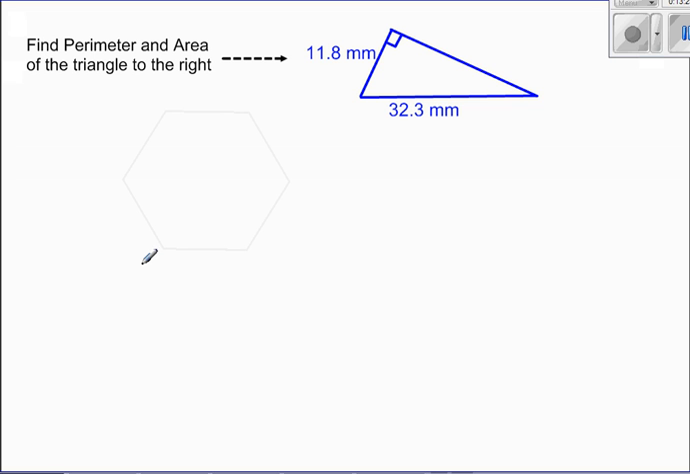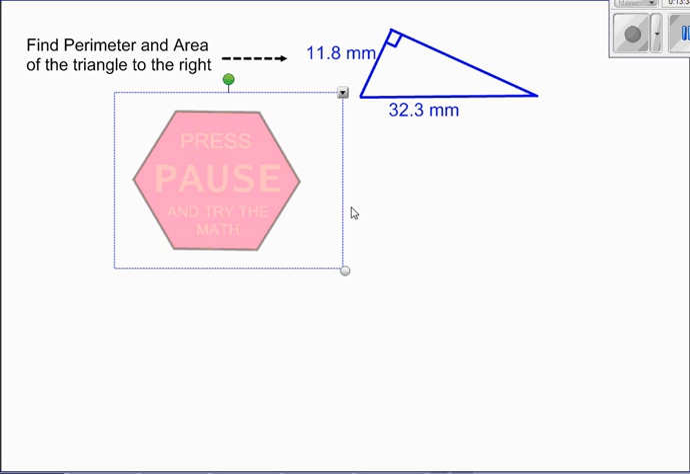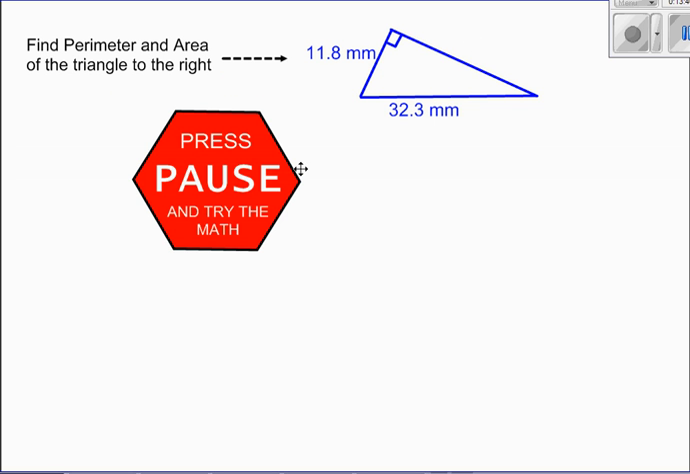So on this question here, again, it's a question involving both perimeter and area, and I'm missing a side length. So what I want you to do is pause the video and see if you can get the answer without me. Okay, so I'll meet you on the other side.